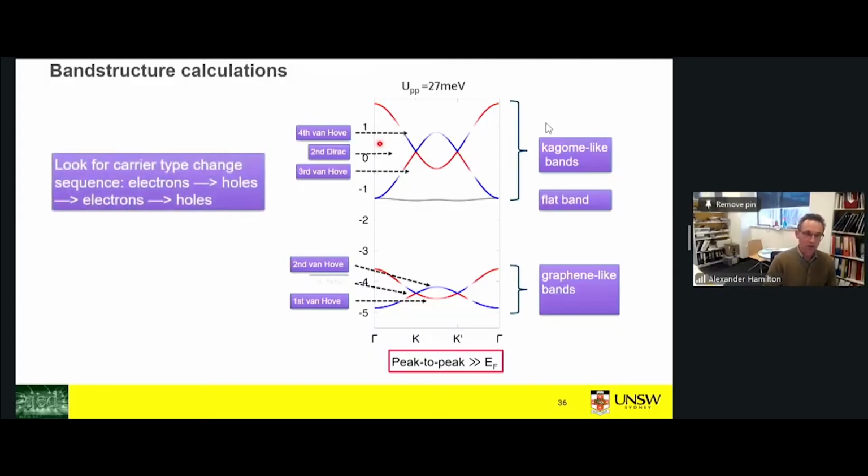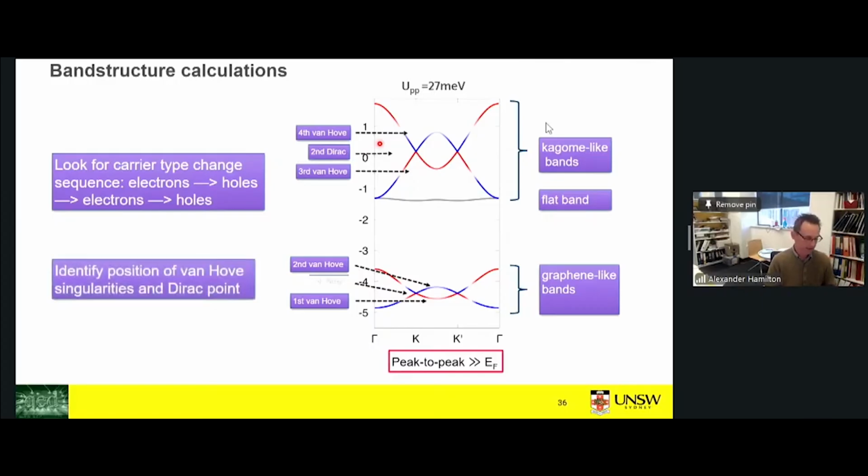So that's what we're going to look for, is a carrier type change from electrons to holes to electrons to holes. How do you tell what the carrier type is? If we can identify the electron-hole transitions, that will identify the positions of these Van Hove singularities in the direct point.